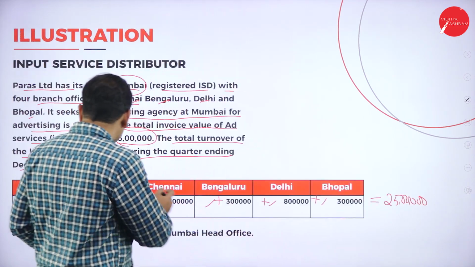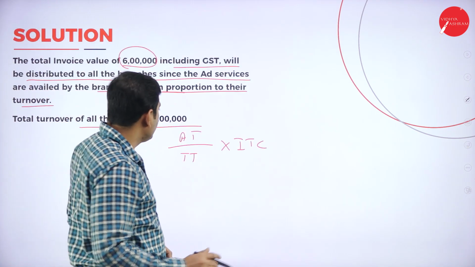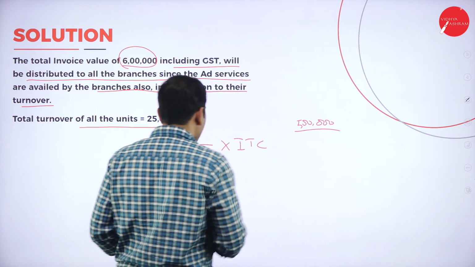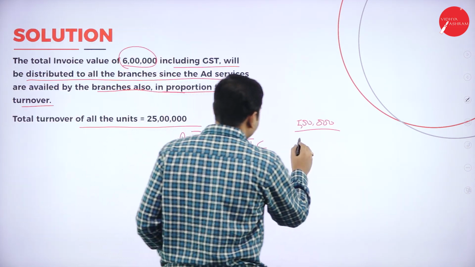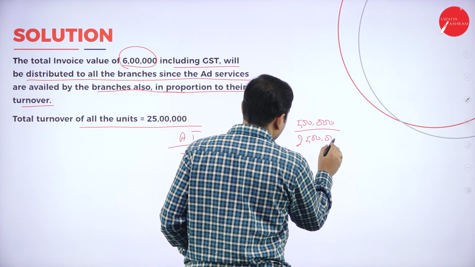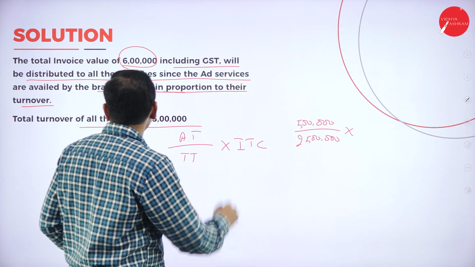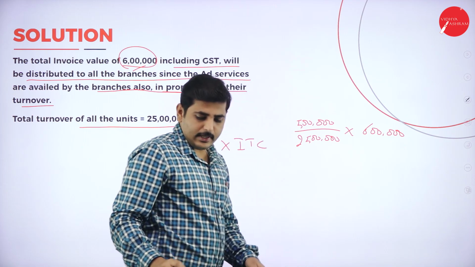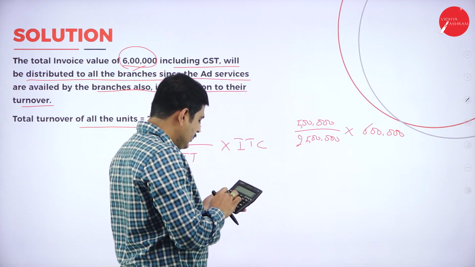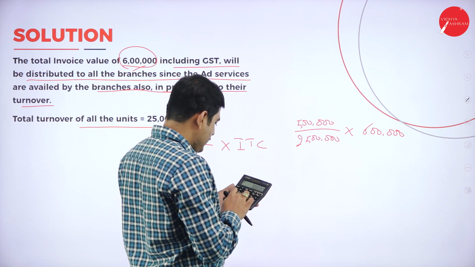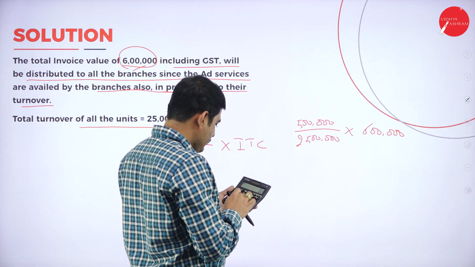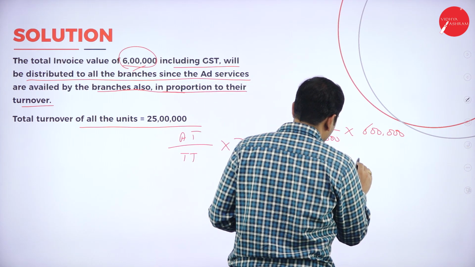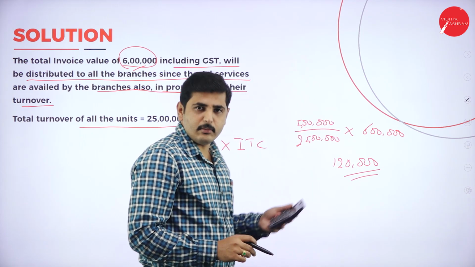Now let's see here. What is the actual turnover of the Mumbai branch? The actual turnover is 5 lakh. What is the total turnover of all the branches? 25 lakh. Into what is the credit available for us? 6 lakh. We have to calculate all the branches in this way only. So 5 lakh divided by 25 lakh into 6 lakh. The credit available is 1,20,000 for the head office or Mumbai.